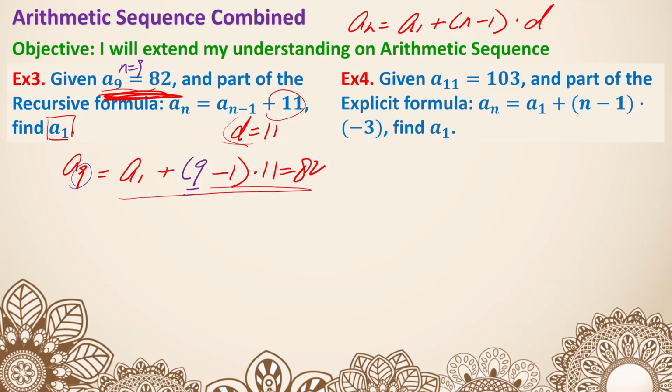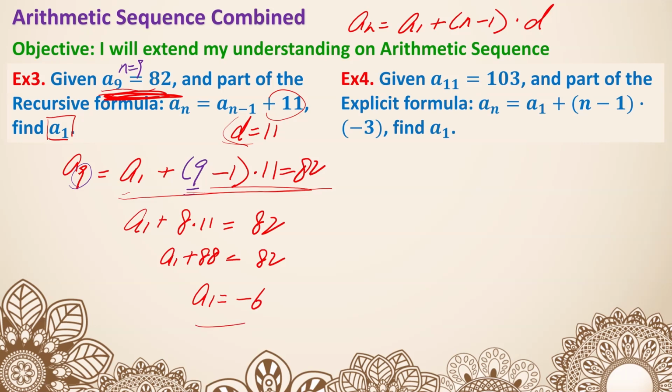So here's our equation. Let's solve it. A sub 1 plus parentheses first, 8 times 11 equals 82. And then, of course, next we need to do the multiplication. So a sub 1 plus 88 equals 82. Subtract 88 over, a sub 1 equals negative 6. There you go. So that's still using the explicit formula to represent whichever term is given to you.